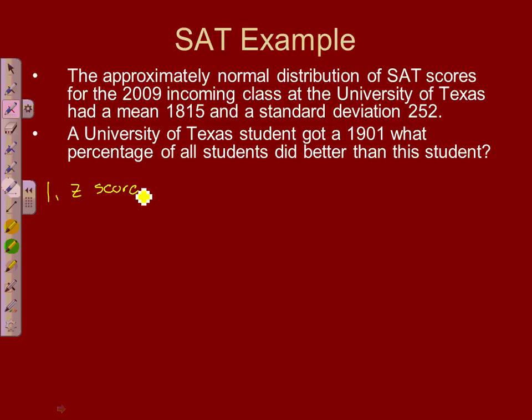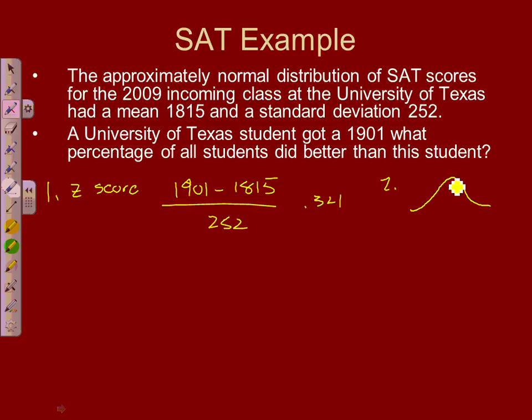Ms. Funko, what did you get for the z-score? 0.34. Good. We took our observation, 1901, subtract our mean, 1815, and then divided by 252, and we got 0.34. Good. Step 2, sketch the curve. Okay?